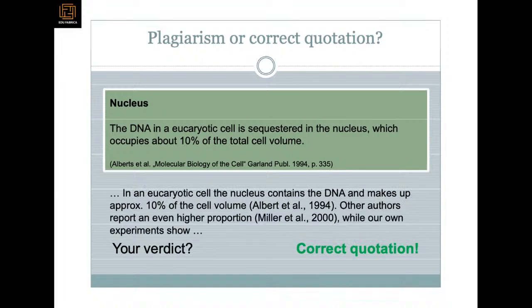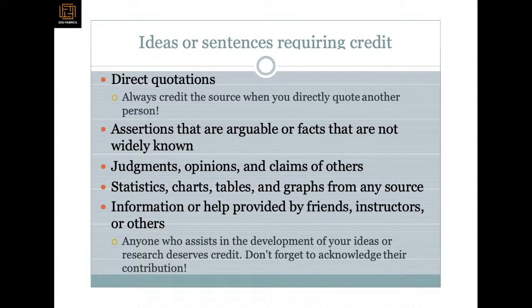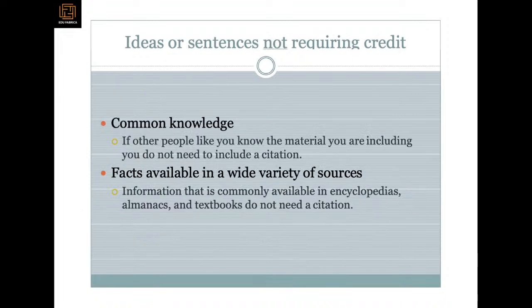So that was about how to write correct quotations, and ideas or sentences requiring credit. Direct quotations: always credit the source when you are directly quoting another person. Assertions that are arguable or facts that are not widely known, judgments, opinions, claims of others, statistics, charts, tables, graphs from any source, and information or help provided by friends, instructors or others. These have to be credited while you are doing so.